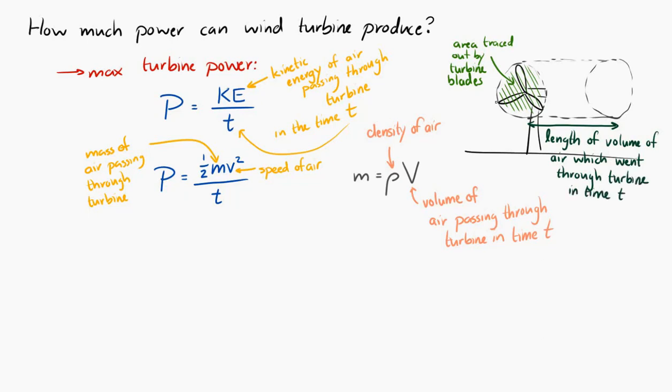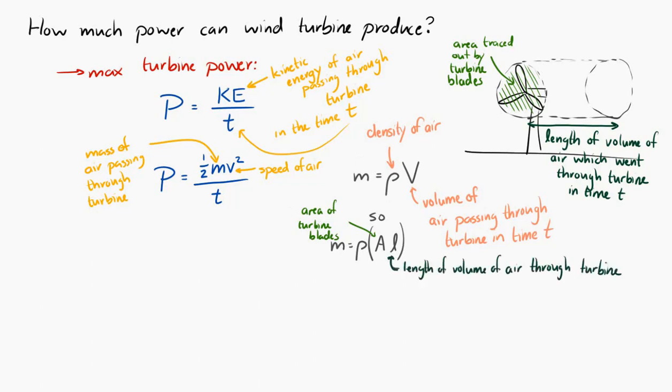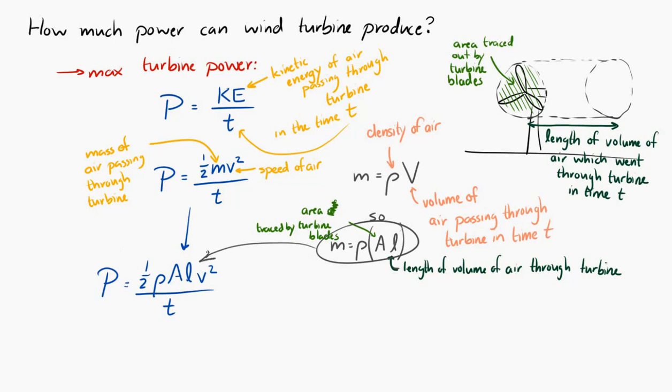So now we can get an expression for the mass. The mass is equal to the density of the air times the area that is traced out by the turbine blades times L, where L is the length of the air that passed through the turbine. So we can put that into our power equation now: 1/2 rho A L v squared over t. And if we rearrange that, this L over t, L is the length of this cylinder up here, the distance traveled by the air as it passed through the turbine. And that divided by the time is the velocity of the air.